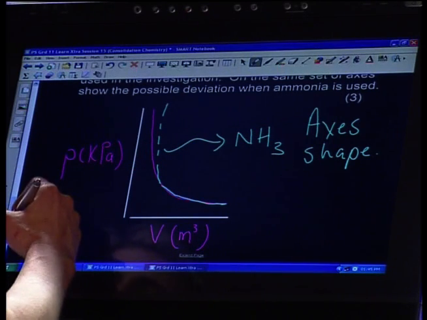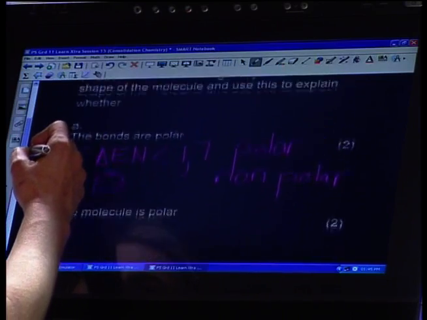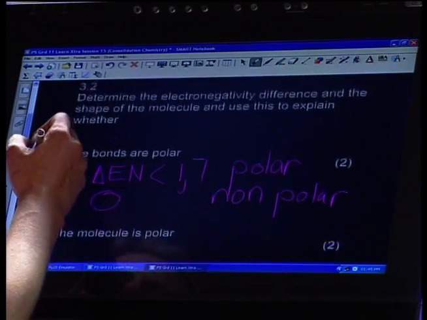Right, so just a quick recap on the question. If you want to find out whether a bond is polar or not, you need to consult your periodic table, look up the electronegativity.